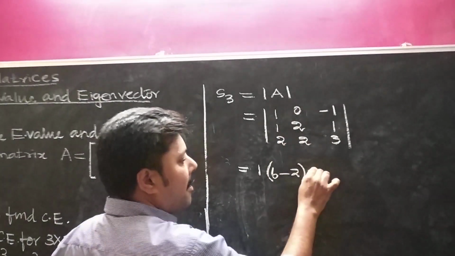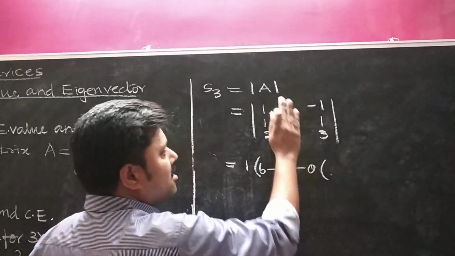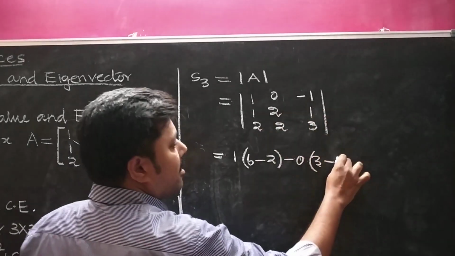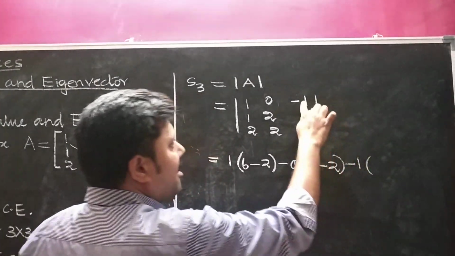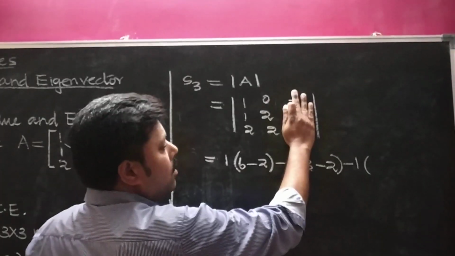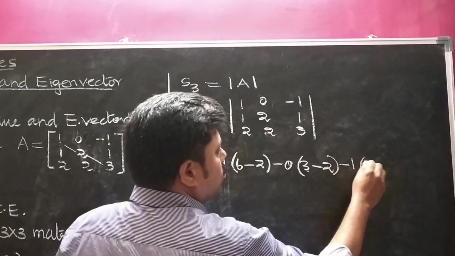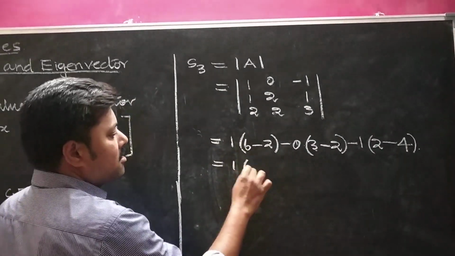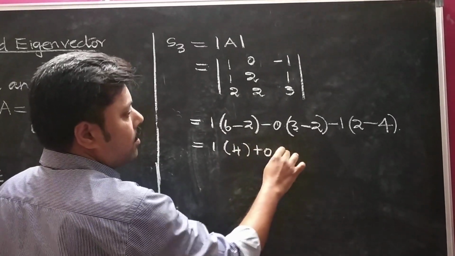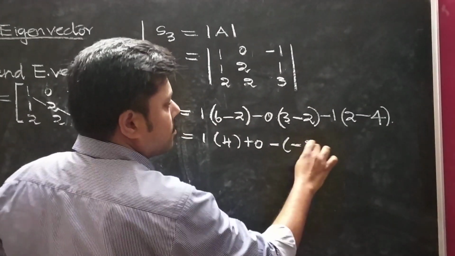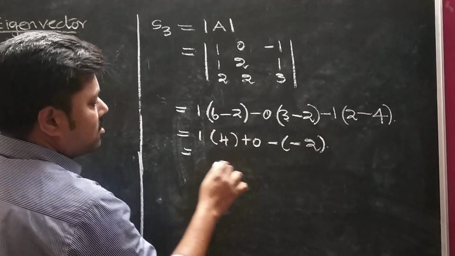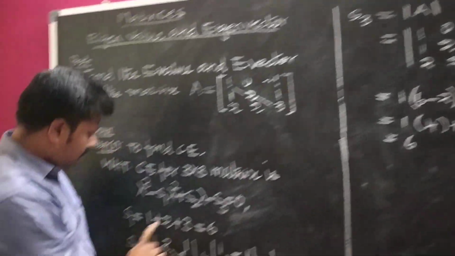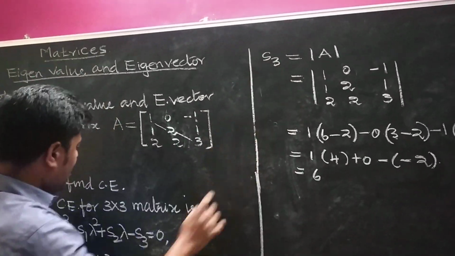Then the A12 element, minus of A12, there is 0, into omit that row and that column. We get 1 into 3 is 3 minus 2 into 1 is 2, minus 1 A13: minus 1 into how much? Determinant expansion 1 into 2 is 2 minus 2 into 2 is 4. So 6 minus 2 is 4, 0, then how much? 4 minus 2 minus 2. So 4 plus 2, 6. S3 value is 6. Substitute the values of S1, S2 and S3 in equation 1.